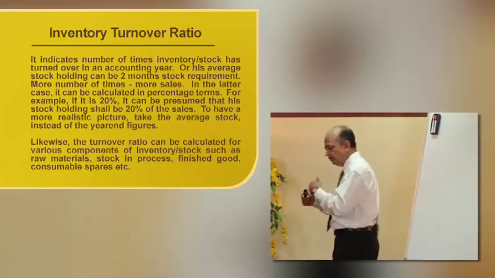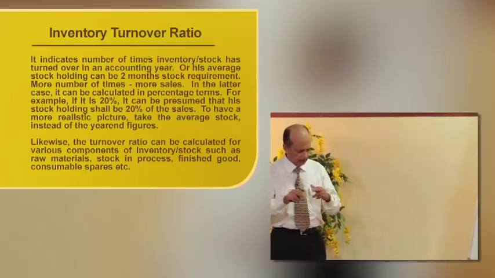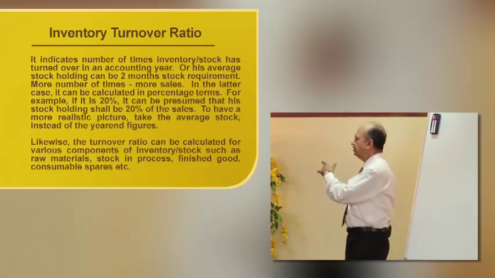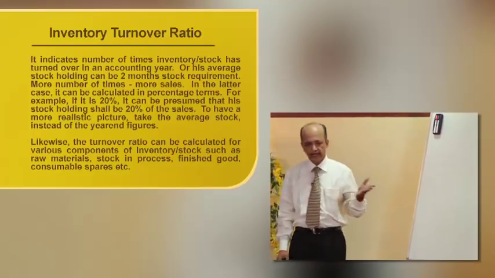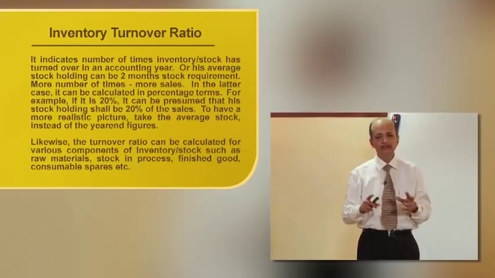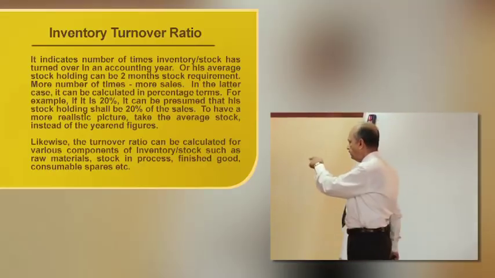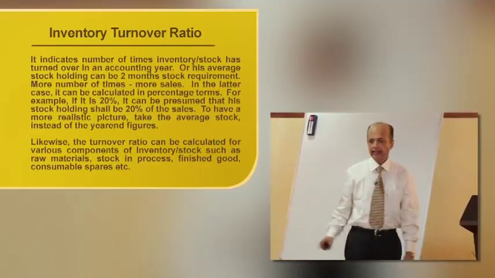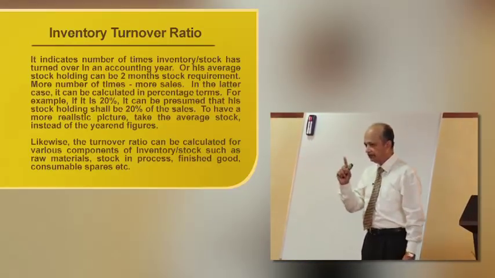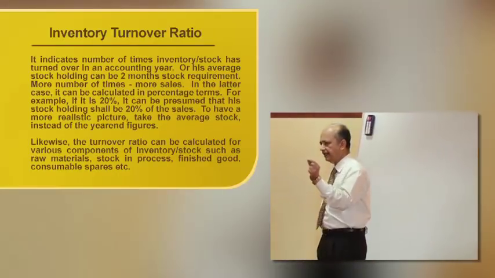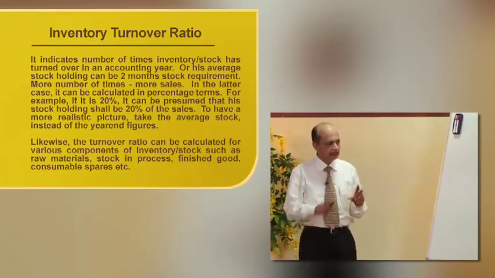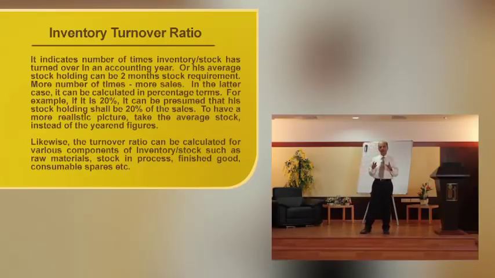In the latter case, if the ratio is on the lower side, if the turnover number is less, then it is the other way around. That means the inventory holding is higher than what is required. Then, going percentage-wise, that is stock divided by sales into 100, if we get a numerical answer of 2 months, it shows that the unit is holding inventory for 2 months of its consumption.